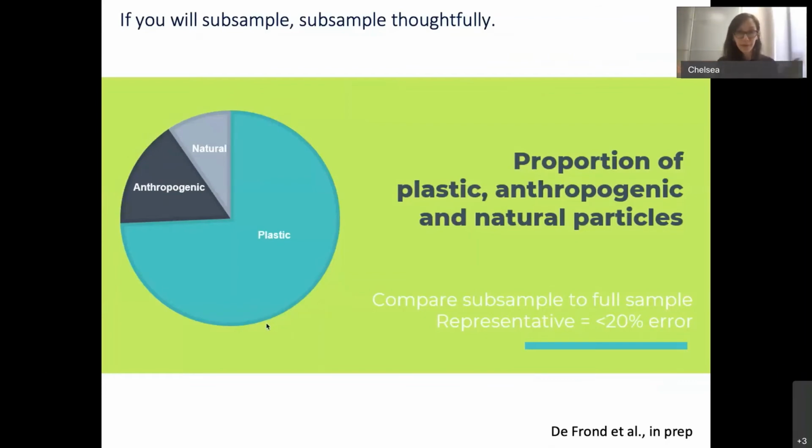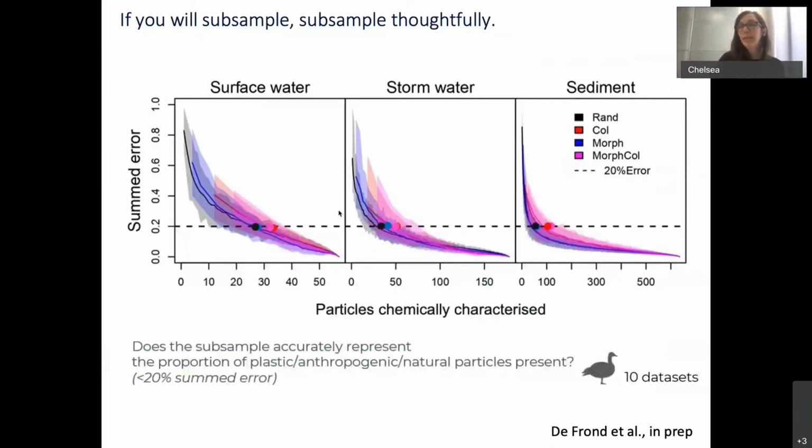We got samples from around the world, from people who had collected all of the particles and who had analyzed via spectroscopy every single particle. We then used computer simulation to basically pick particles over and over again, doing many replicates, and to see how many particles you have to take to get under a 20% error in building a pie chart like this from the true sample. And what you see on these graphs that I'm going to show you is the summed error. So we're trying to get under this dotted line, and the number of particles that you have to chemically characterize in order to be below a 20% error.